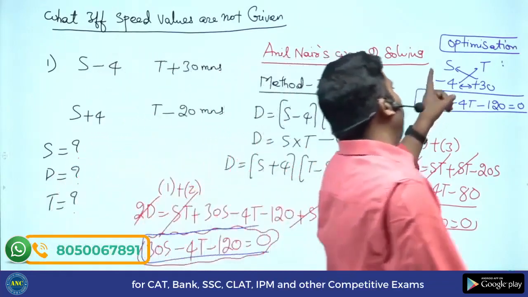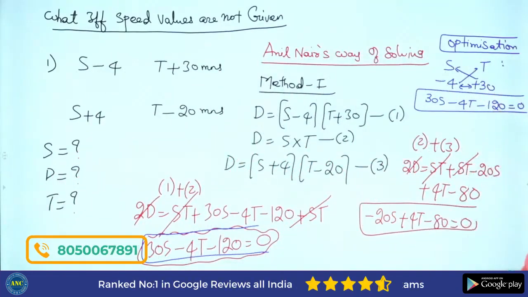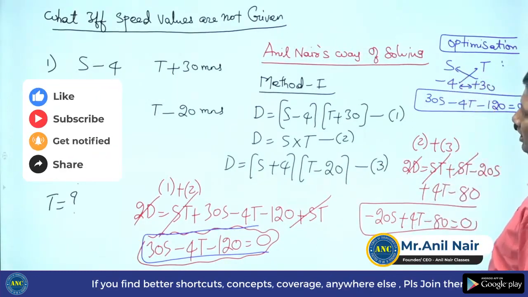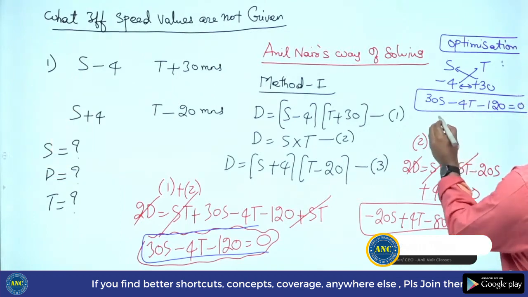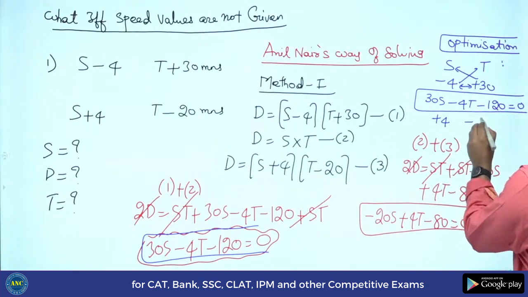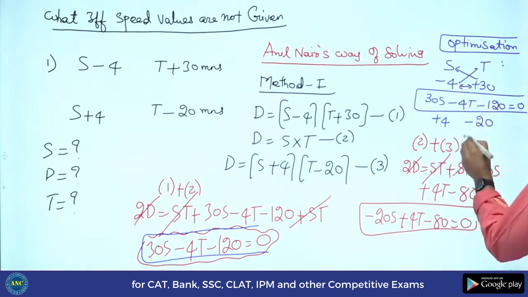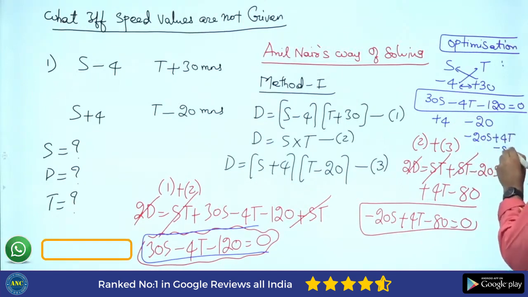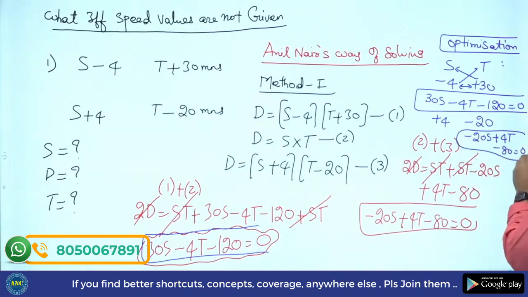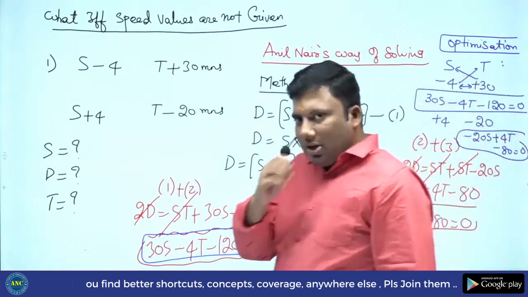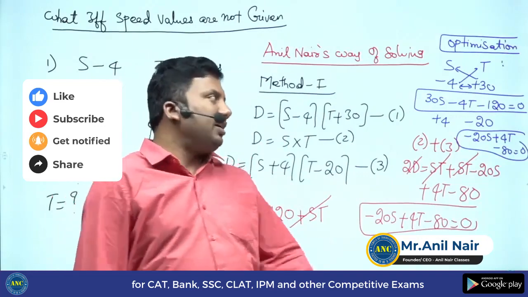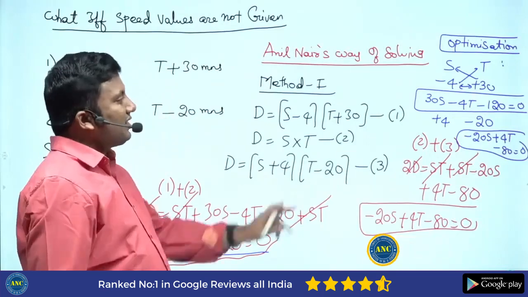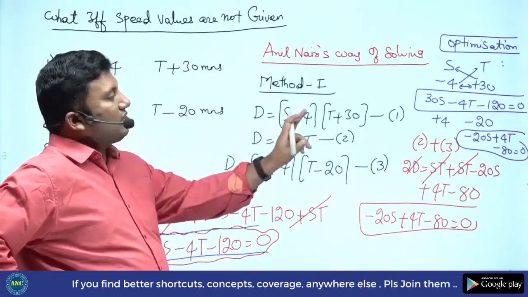Again, I am saying speed decreased by 4, time increased by 30. 30s, minus 4t, minus 120. Again, second step, speed increased by 4, time decreased by 20, cross multiplication, minus 20s plus 4t minus 80 equal to 0. Second equation. Isn't it the second equation? You don't need to do 1 plus 2, 2 plus 3. Directly you will get the answer. I hope the idea is clear how you can write down the equations directly.